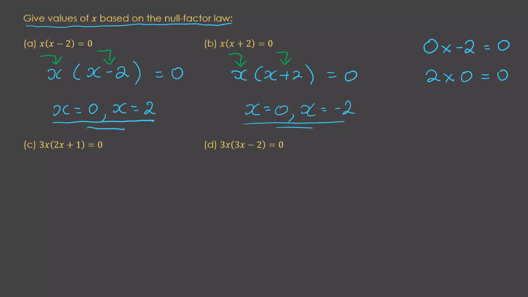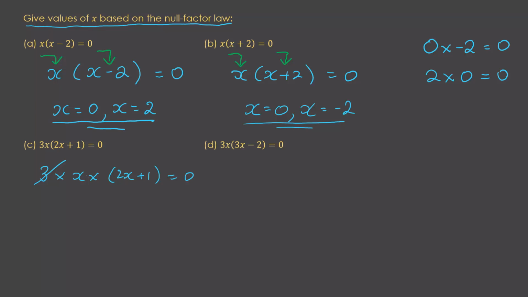Now with this one, let's think about what we have there. We've got 3 times x times, let's just make a bit of space there, (2x plus 1) is equal to 0. Now 3 can't be 0, so we can just ignore that.